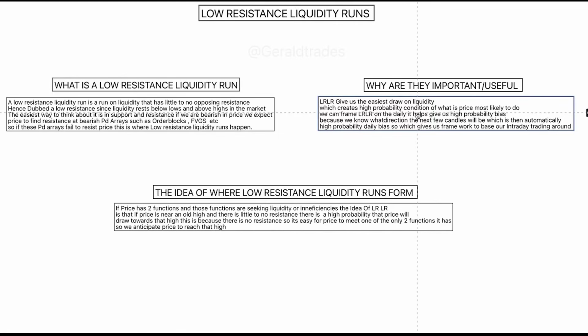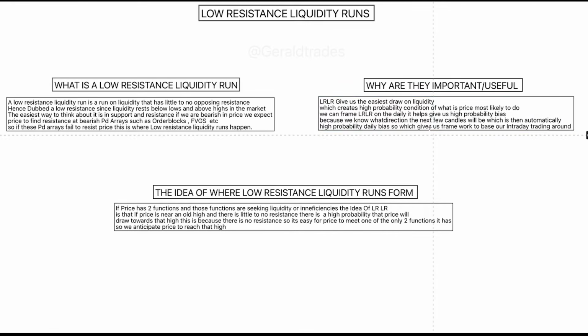Now, why are low resistance liquidity runs important and why are they useful to us? Well, low resistance liquidity runs give us the easiest draw on liquidity, and if we can frame a draw on liquidity, we have our bias. This then creates a high probability condition of what price is most likely to do next. And that's one of the most important things when you're trading, what is price most likely to do next? And if you can figure that out, you can frame your trades around that condition.